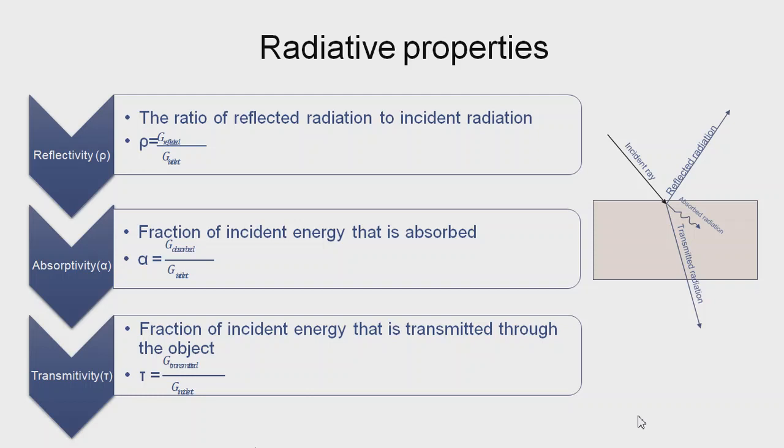Every substance which is radiating has 3 fundamental properties: reflectivity, absorptivity and transmissivity. Reflectivity is the ratio of reflected radiation to incident radiation. Similarly, absorptivity is the fraction of incident energy that is absorbed, and transmissivity is the fraction of incident energy that is transmitted through the object.